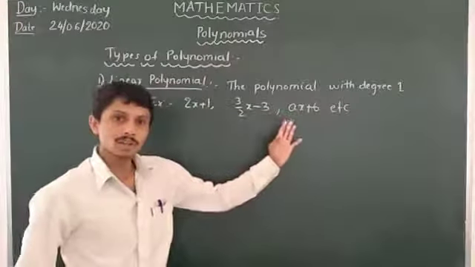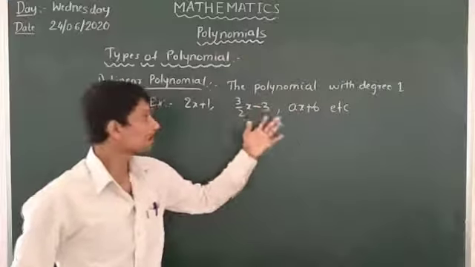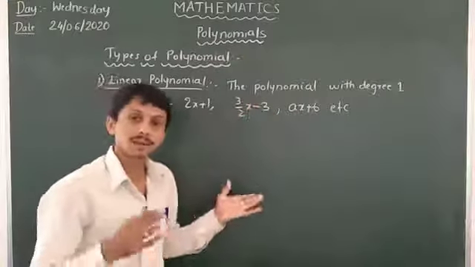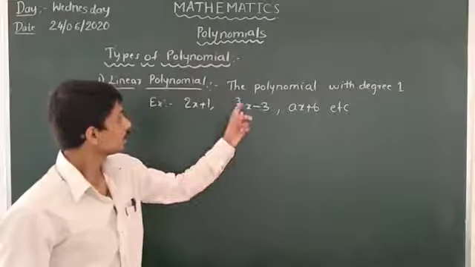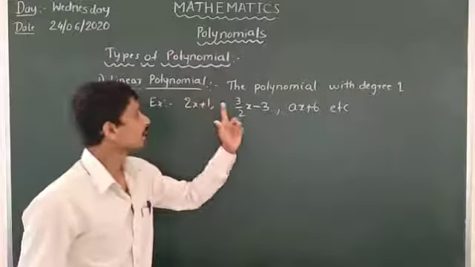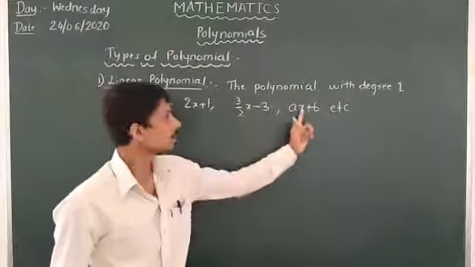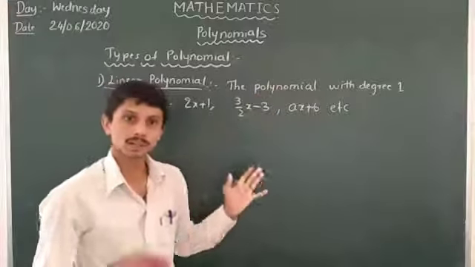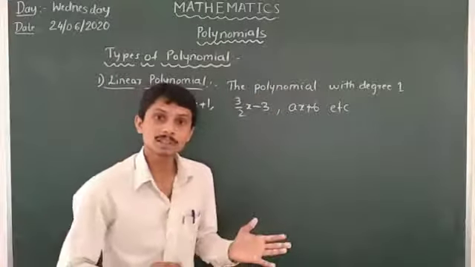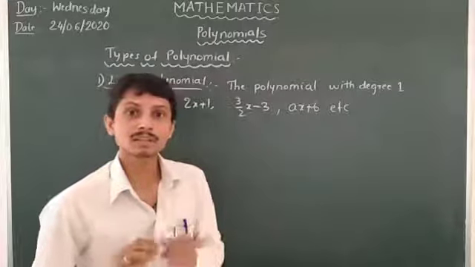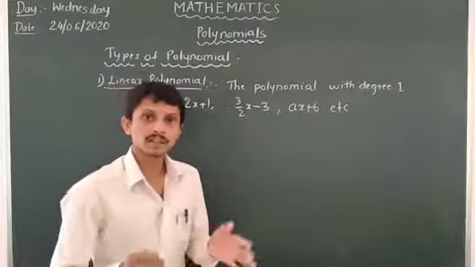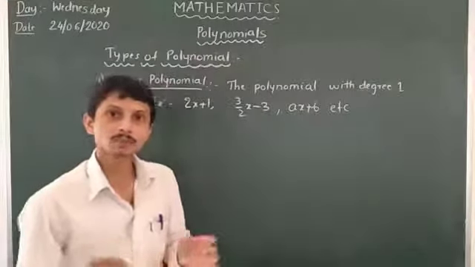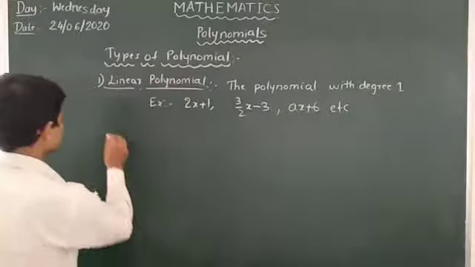These are the polynomials having highest power as 1 with the same variable. Here the highest power is 1, here the highest power is 1, and also here the highest power is 1. So that means the degree of the linear polynomial is always 1. Let us move on to the next type, that is quadratic polynomial.